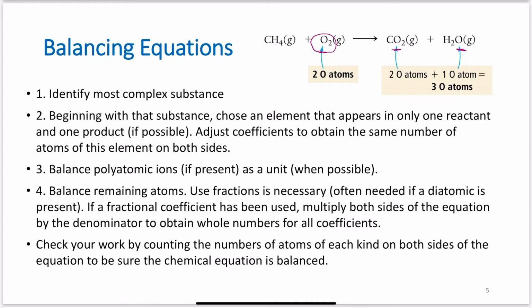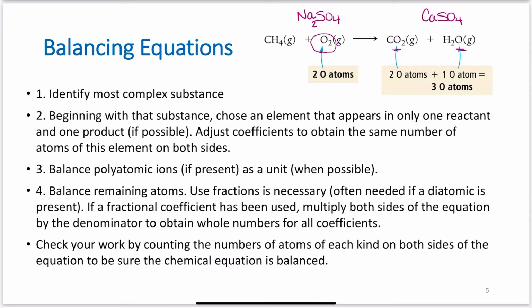Balance polyatomic ions, if present, as a unit when possible. Not always, but oftentimes your polyatomics will stay together as a single unit. So oftentimes if I have sulfate over here, I'm going to have sulfate over here as well. Now, sulfate's going to be combined with something. Maybe I have sodium sulfate over here, and maybe I have calcium sulfate over here. I don't know, but it's still sulfate on both sides. We will do examples of the polyatomics staying together and the polyatomics breaking apart. If the polyatomic is broken apart into smaller units, obviously we cannot balance it as one unit.